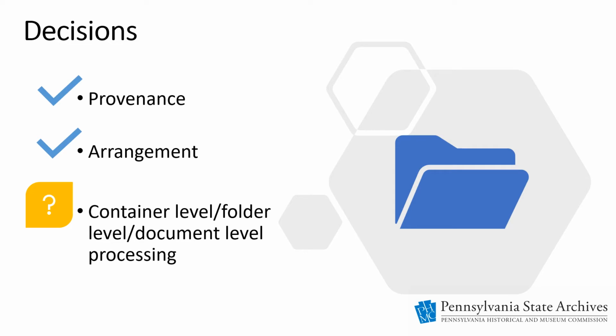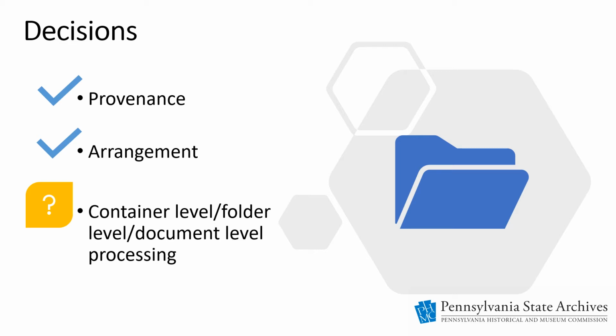Once the provenance is established, or who the creator was and there's information collected about them, and the arrangement is established, or how records were used or likely used by the creator, the determination must then be made if records will be processed at the container, folder, or item level. Item level processing, where each item will be individually identified, is the most detailed, but it is often prohibitively time-consuming.